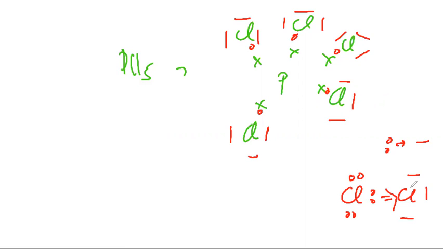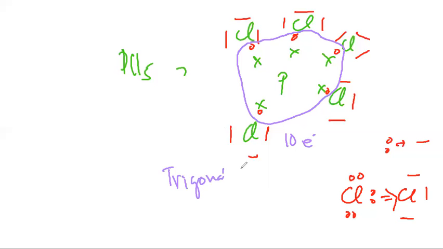In this molecule, how many electrons do we have in the central atom of phosphorus? There will be 10 electrons in the central atom of phosphorus. Therefore, you have a trigonal bipyramidal shape, and there will be 2 bond angles, which are 120 and 90 degrees.